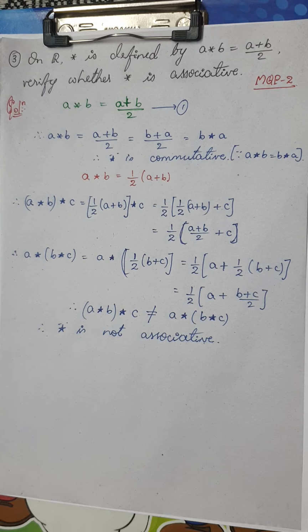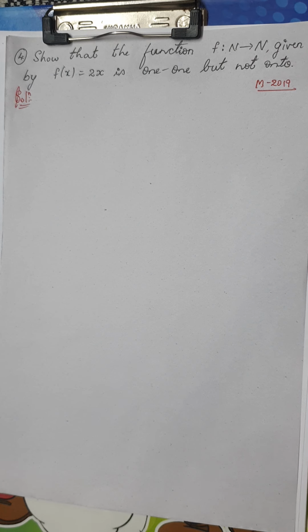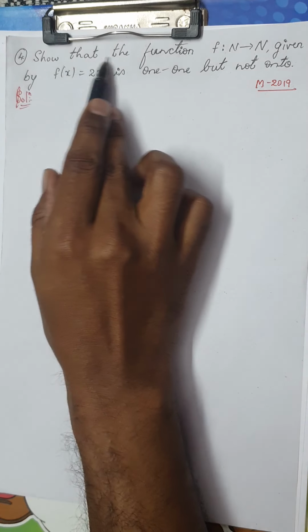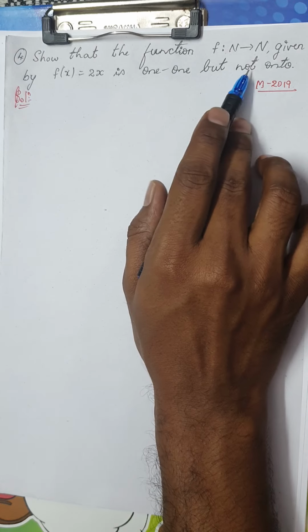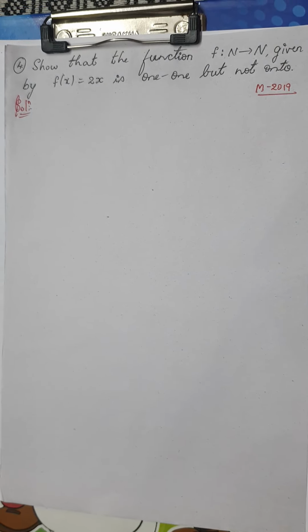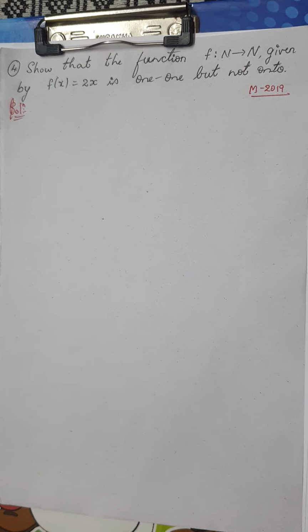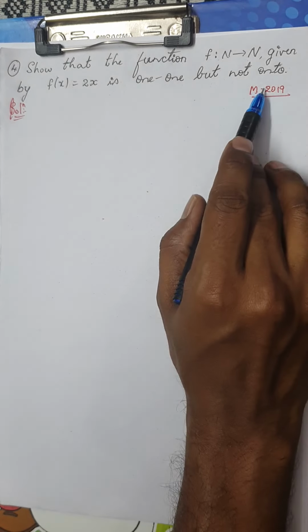Shall we move to the next question? The next question I have is: show that the function f from N to N given by f(x) = 2x is one-one but not onto. This question has been asked on functions, but this year the chances of it being asked are low. Still, we cannot say it will not be asked at all. So let us try this.